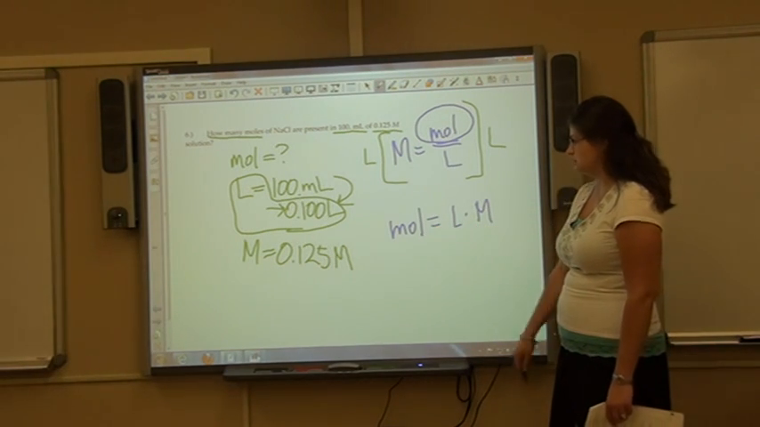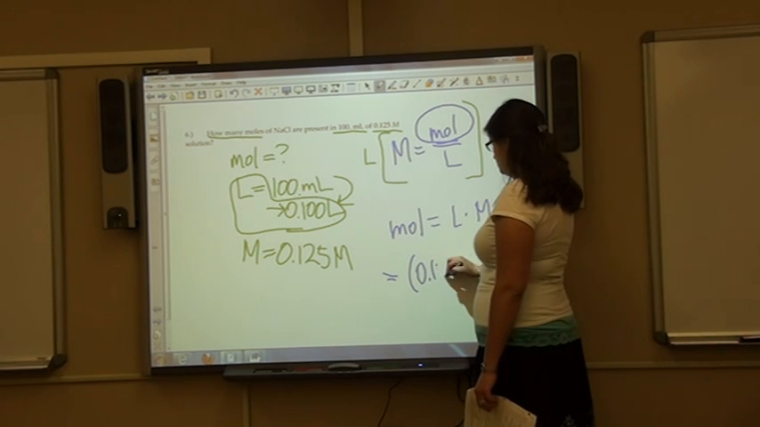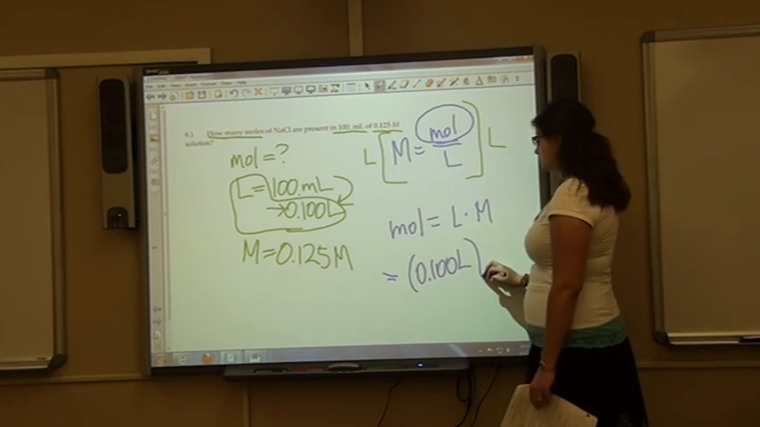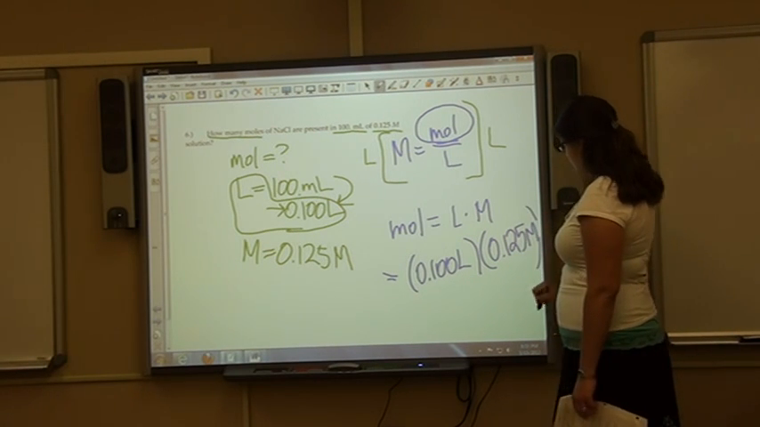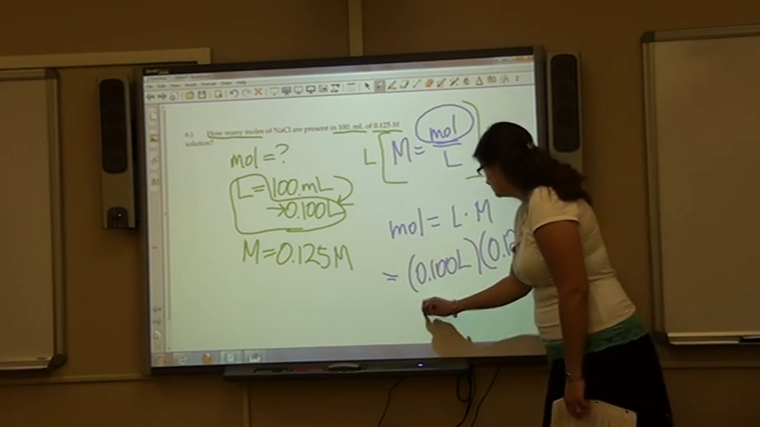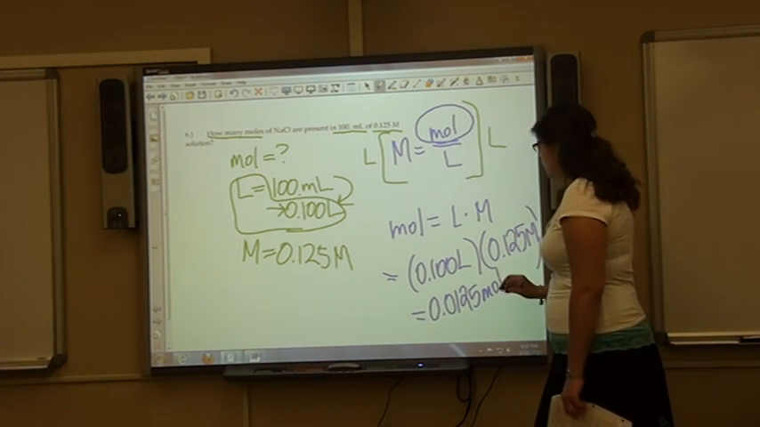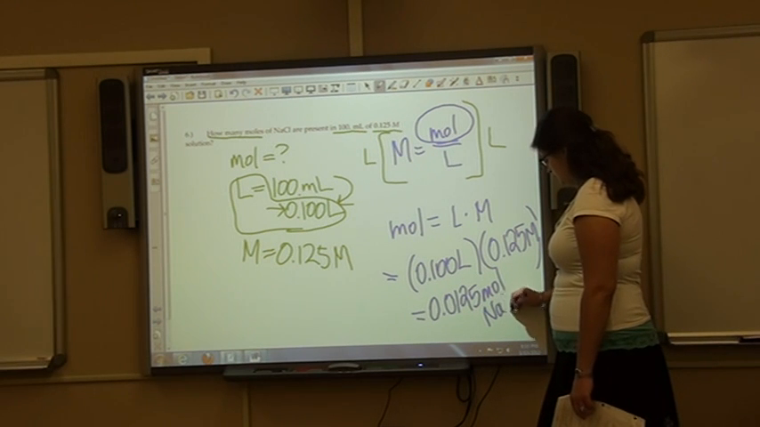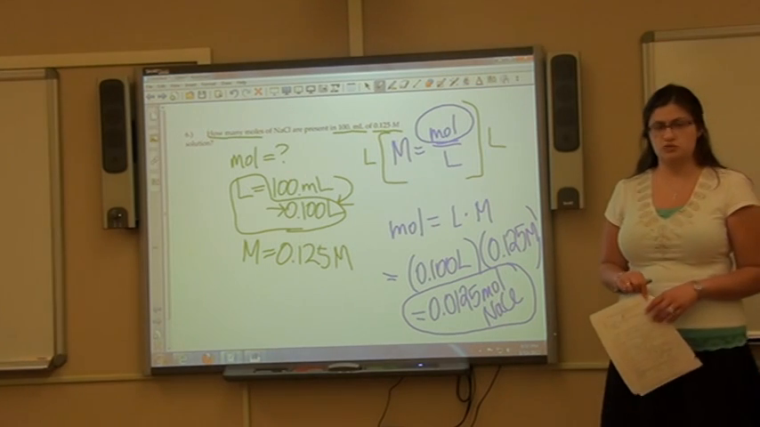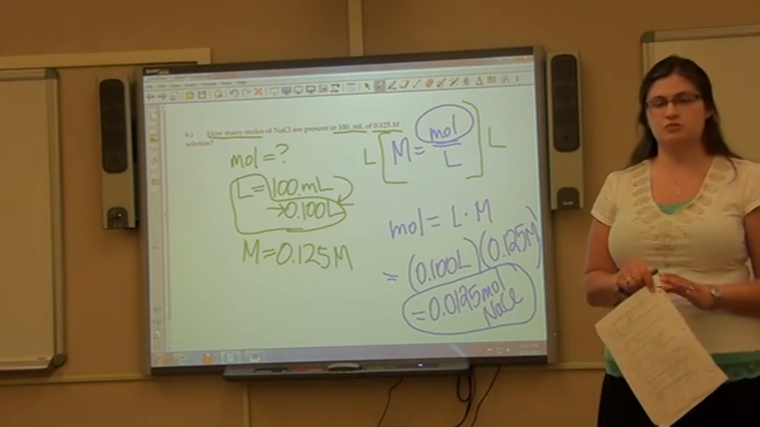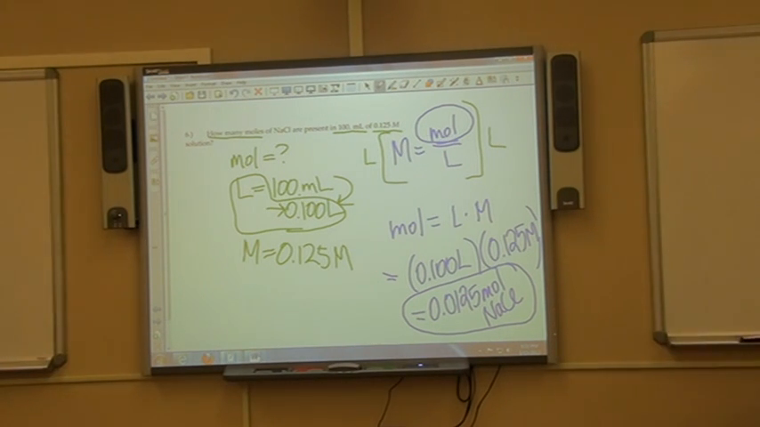Now when you've got that unit, all you have to do is plug and chug. Make sure you're using liters and not milliliters. 0.1 times 0.125 equals 0.0125 moles of NaCl. Do I have the right unit? Do I have the right number of sig figs? Yes, on both accounts.